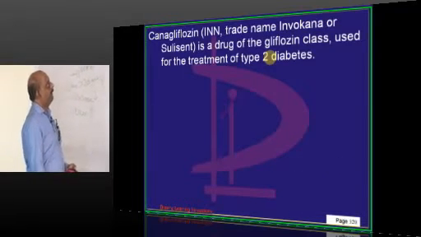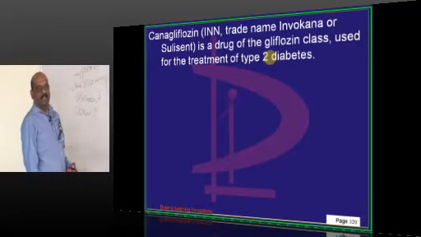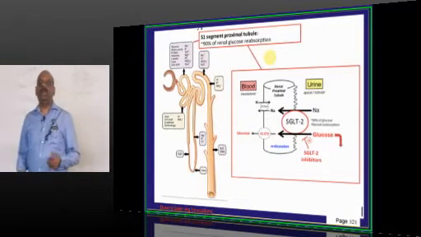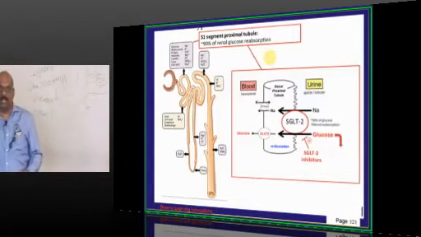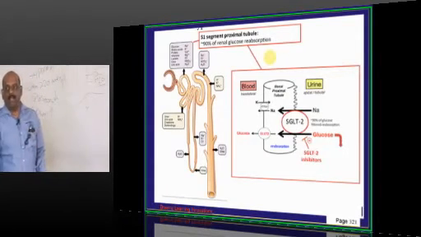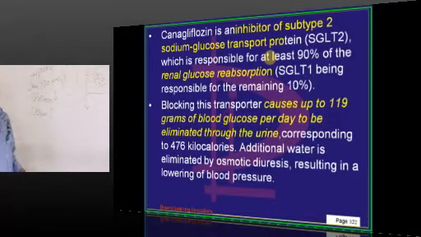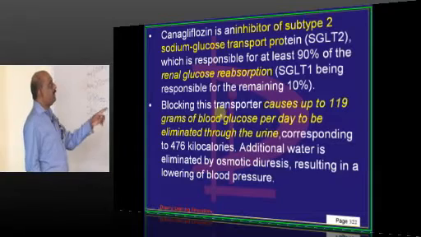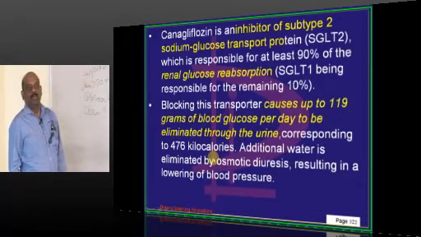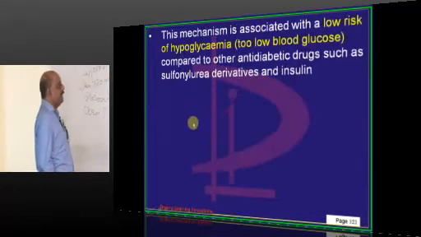So doctor, canagliflozin class is used. What does it basically do? Normally kidney का function क्या है? Sugar को until a particular threshold value, it will try to reabsorb and retain sugar. If you give this, you are creating glycosuria. So if one tablet is given, it will cause 119 grams of blood glucose per day to be eliminated in the urine, which is the way 476 kilocalories are being lost, is what you have to basically remember.